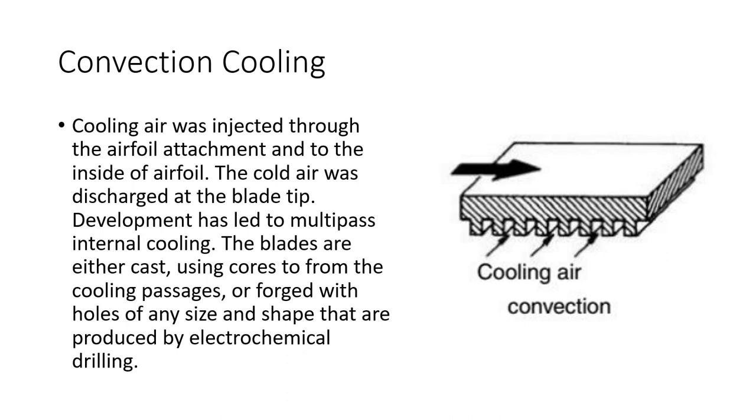So you just use convection techniques, that is, you're using an external fluid, which is mostly cooling air in a jet engine, and then you're removing the heat. This is called convection cooling. In convection cooling, air was injected through the airfoil attachment and to the inside of the airfoil. So by airfoil, you mean that if you take one single blade, you call it an airfoil. Correct. If you take the cross section of it, it is nothing but an airfoil. So the cold air was discharged at the blade tip.